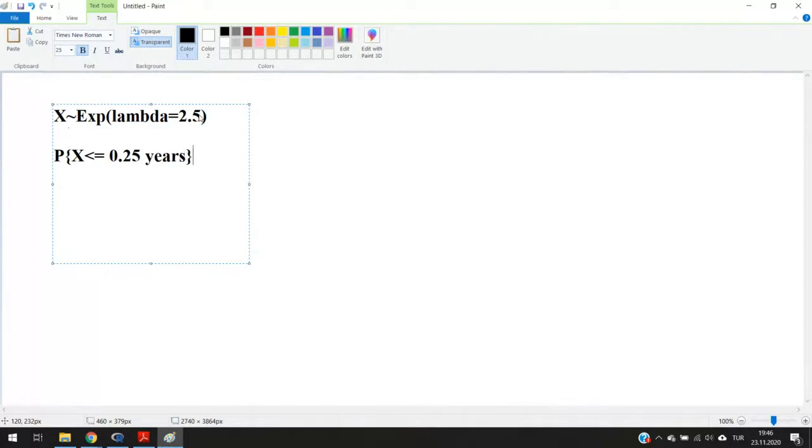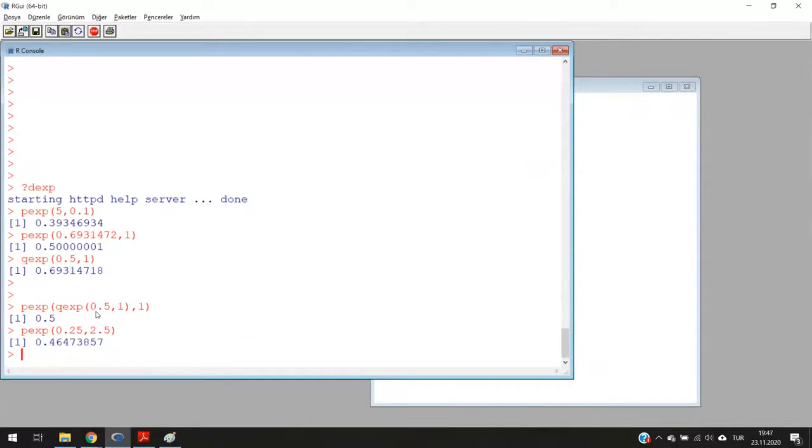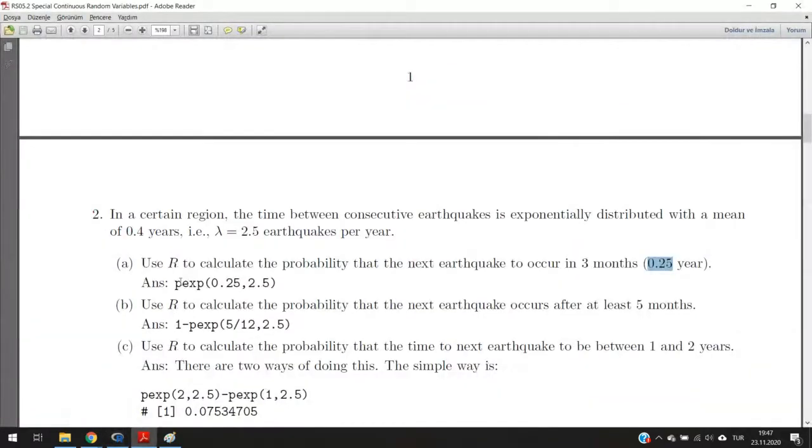Now, in order to answer this question, the command line that we need to write is pexp of 0.25 with rate parameter 2.5 per year. And the answer is 0.4647 approximately. So this is the command line that we need to write.